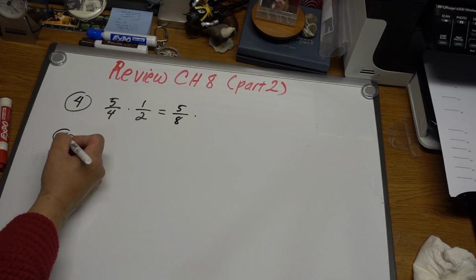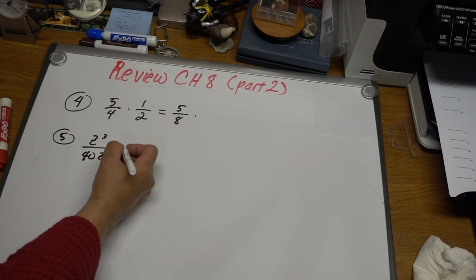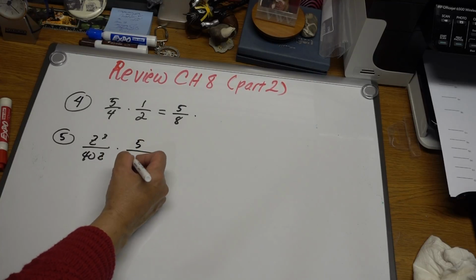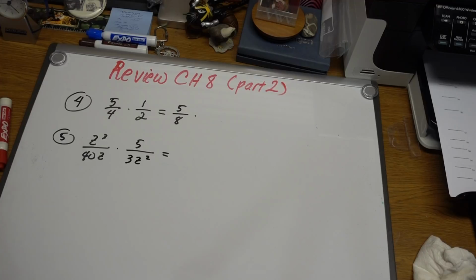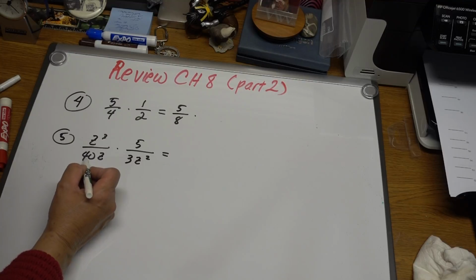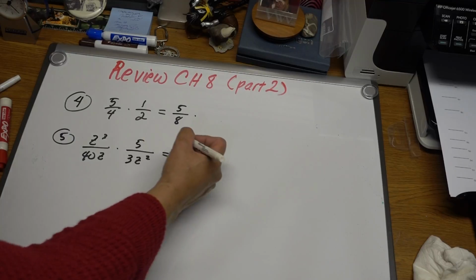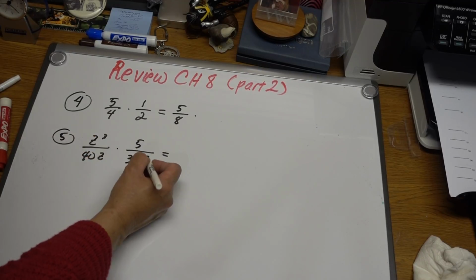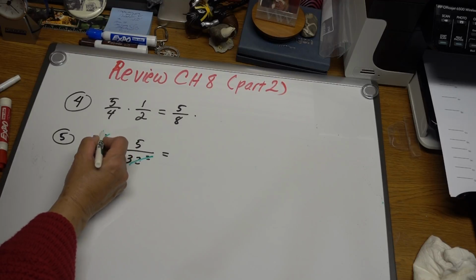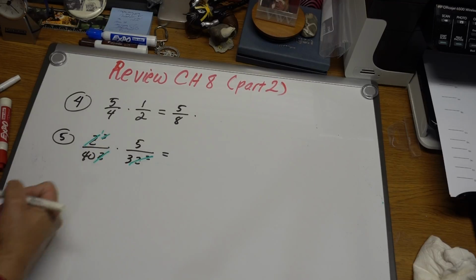Number 5, we have z cubed over 40z times 5 over 3z squared. So we're going to start by getting rid of common factors, which in this case, for example, 40, we can rewrite it as 8 times 5, and this 5 is going to cancel with this 5. So z cubed and z squared, the z's cancel, and this 3 becomes a 1. So we have z over z, then this z cancels this z.